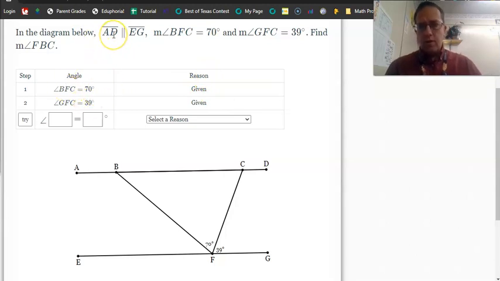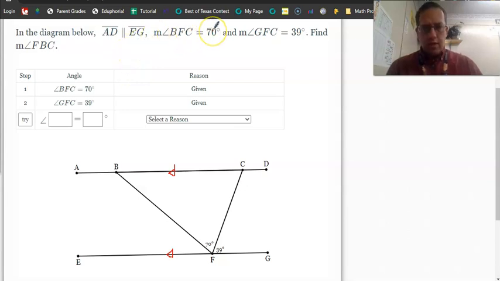So what we have here, we have segment AD and segment EG are parallel, and it is not marked. I'm going to go ahead and mark that just so that I can remember that. So these two are parallel. Remember, the little arrow means parallel.